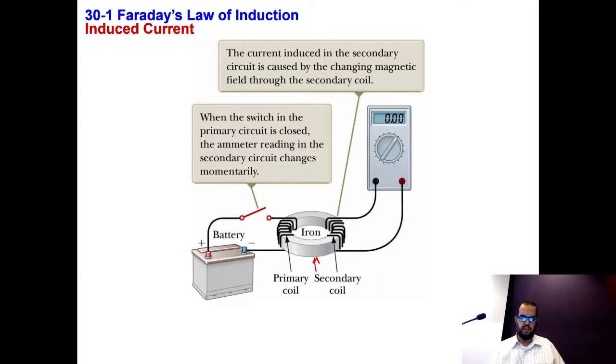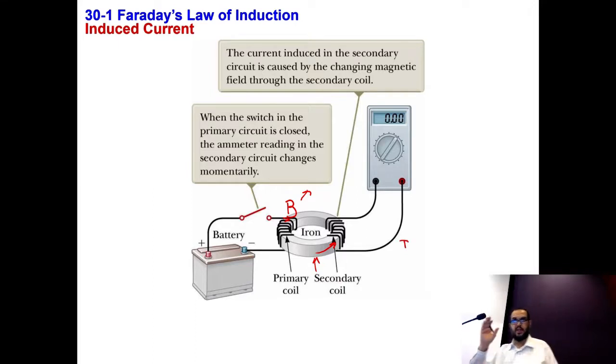And what we notice is the following: as you close the switch, you see a temporary current in the secondary coil. What happens is that when you close the switch, the current flowing through this coil, this solenoid, will induce a magnetic field. So the magnetic field will change, B will change. Let's assume it will increase. This magnetic field will induce a current in the secondary coil, and you can measure it.